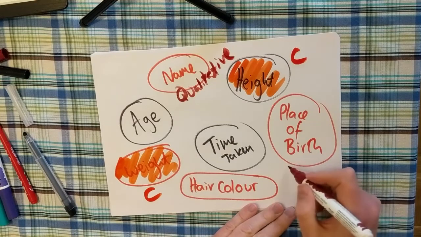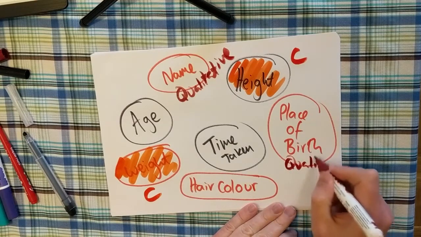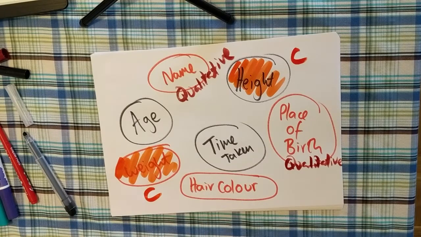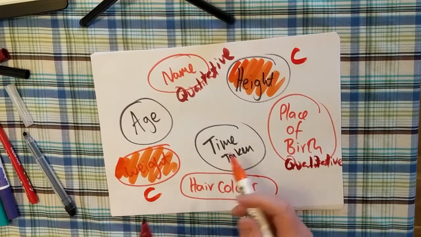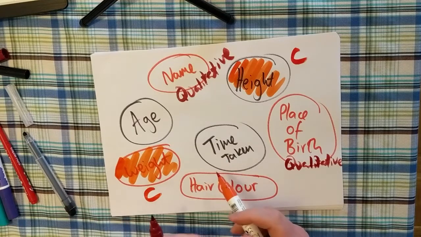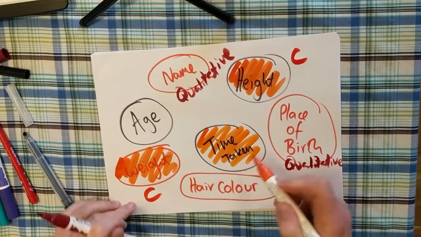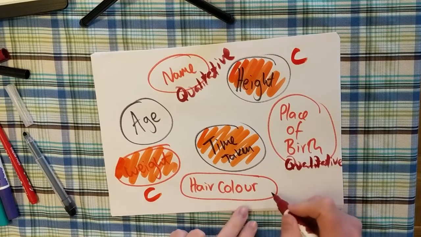Place of birth, again, that's a word, so that's qualitative. So those two things are qualities. Whereas time taken, you would measure that. If it was like time taken to run 100 meters, that would be continuous. That's definitely something that you measure. Hair color, again, that's qualitative.